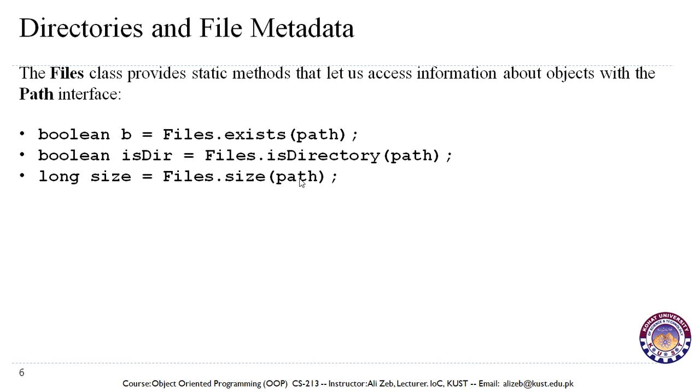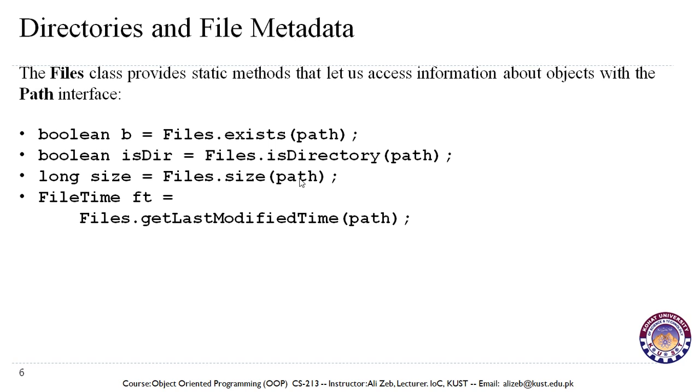And if you want to know the size of the path, then you can call the size method of the Files class. These are all static methods. And if you want to know any timing of the path, that is when the path was modified, then you can use the getLastModifiedTime method of the Files class. If you go into the documentation of these classes, then you can find more methods.